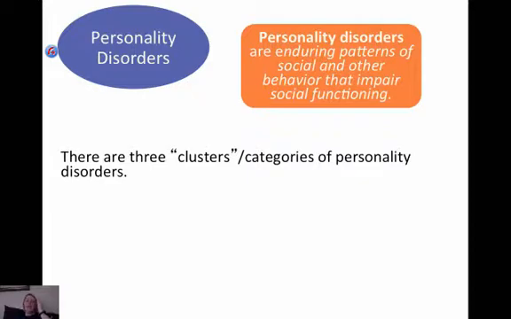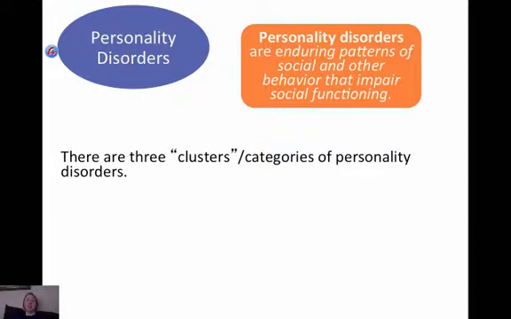understand them. Now, and again, if you think back to when we talked about personality, well, there's so many different ways that personality is exhibited. How can you then define a personality that is disordered? Okay. Well, what they've done is they've called personality disorders enduring patterns of social and or behavior that impair social functioning. So basically, we talk about personality disorders in terms of impairment of social functioning.